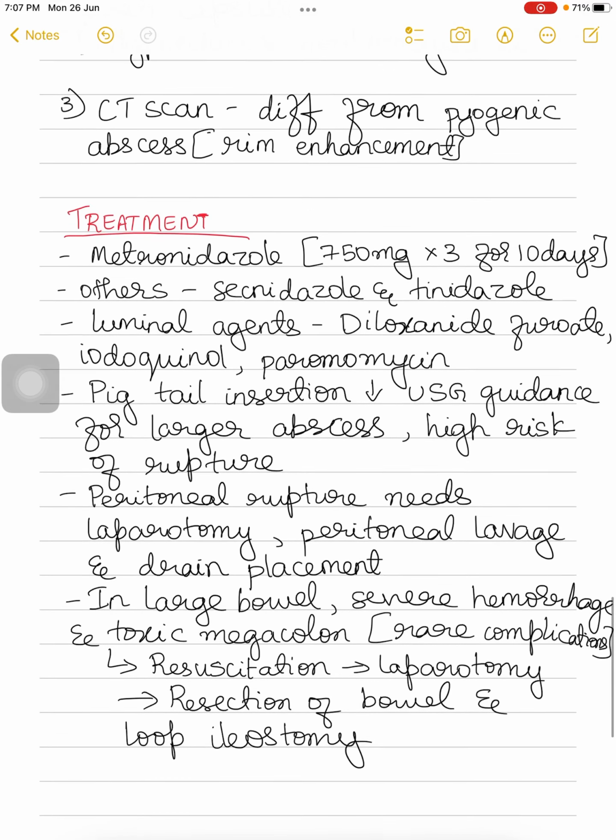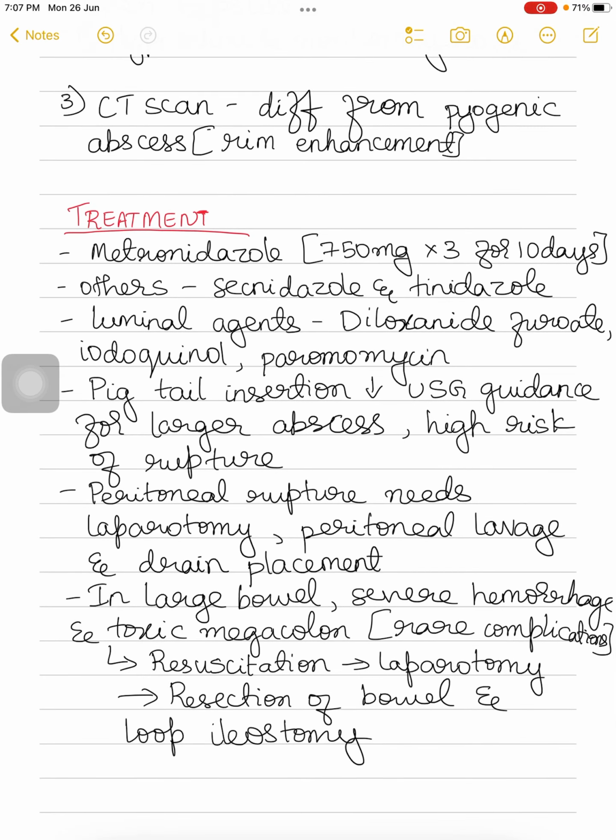Peritoneal rupture needs laparotomy, peritoneal lavage and drain placement. In case of the large bowel, there can be severe hemorrhage and toxic megacolon, which is a very rare complication. We need to resuscitate the patient. Laparotomy has to be done, and resection of the affected bowel, followed by loop ileostomy until the anastomosis heals.